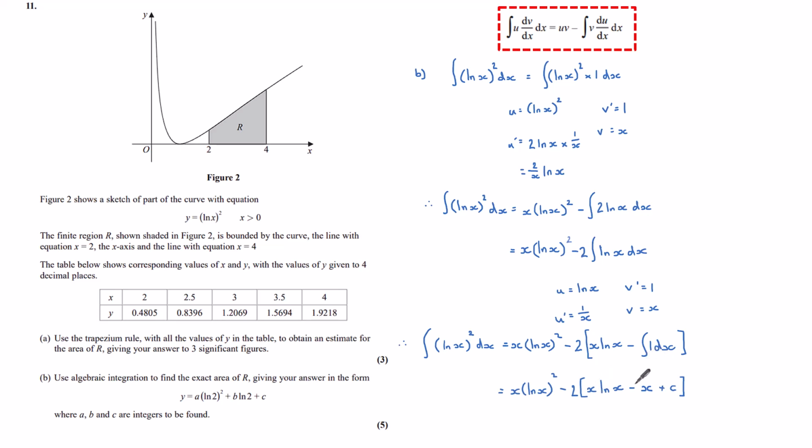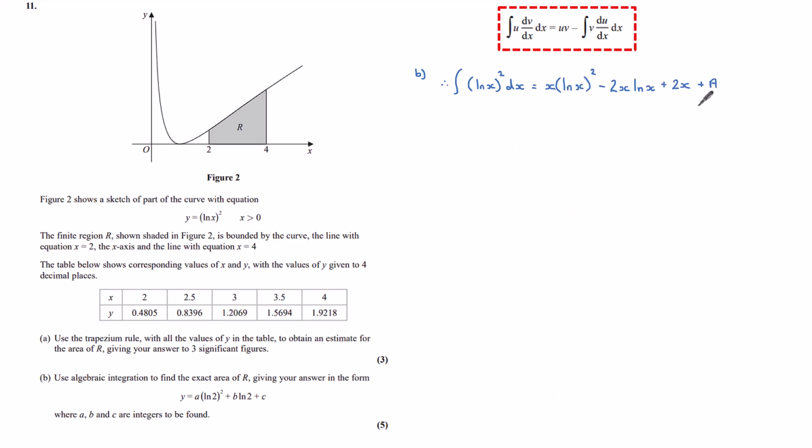The integral of 1 dx is just x plus c, which is some constant. Expanding this bracket, we've got our final integral of (ln x) squared dx is equal to x (ln x) all squared minus 2x ln x plus 2x plus our constant now called a. So starting from here, this is the integral of (ln x) all squared. We are looking for the definite integral between the values of 2 and 4. So we can ignore our constant now and just say that this integral is between 4 and 2.